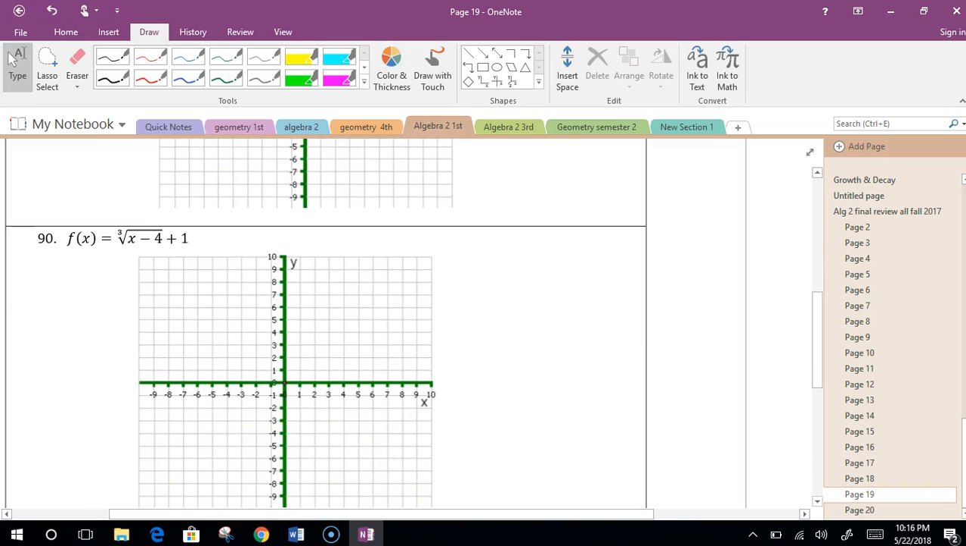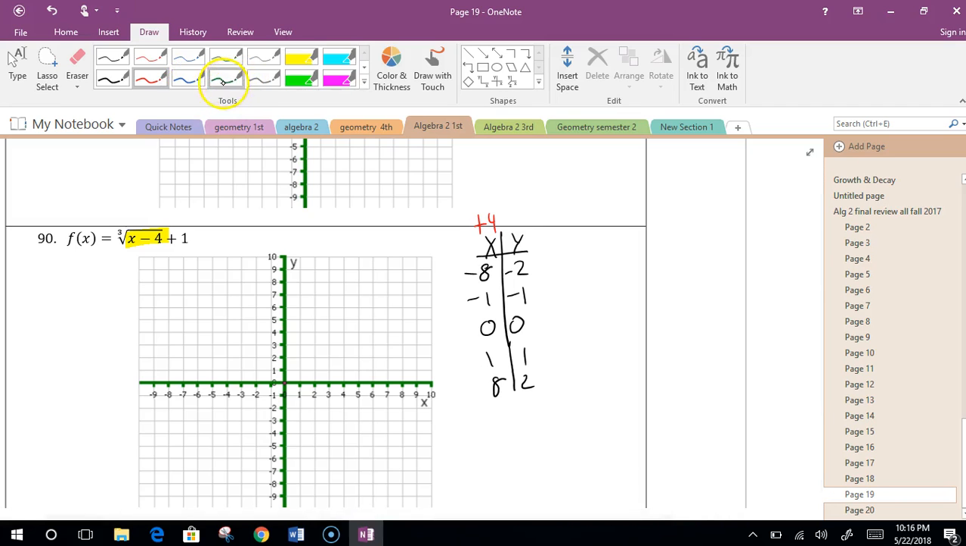We'll do one of the cube root functions just for good measure. Our cube root table, we started with -8, -2, -1, -1, 0, 0, 1, 1, and 8, 2. And again, under the radical is our left and right shift, so this is going to be the opposite. We're going to add 4 to all of our x values, and our vertical shift, we are going to add 1 to all of our y values.